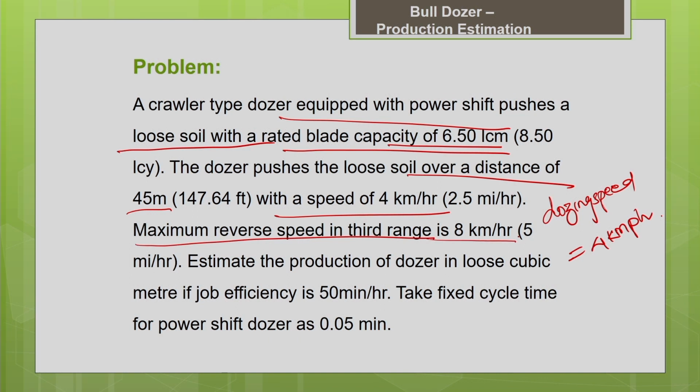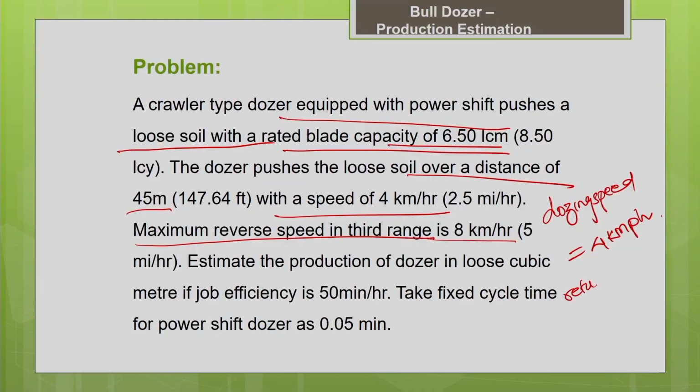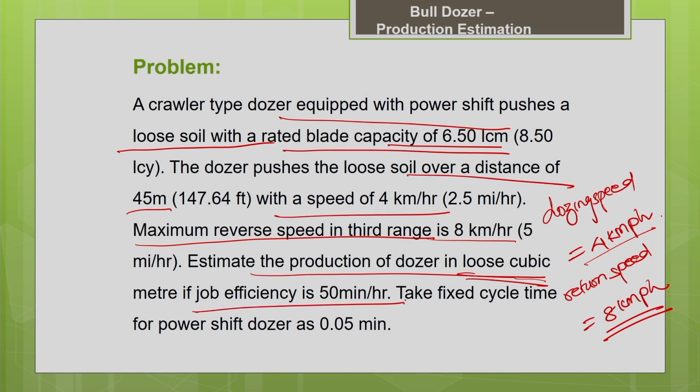Mostly since the bulldozer is operated for short distances, the return journey will mostly be operated in reverse gear. So the return speed is given as 8 km per hour. Obviously, the return speed will be greater than the dozing speed because the blade is unloaded or empty. So it has to be greater. Now estimate the production of the bulldozer in loose cubic meter if the job efficiency is 50 minutes per hour.